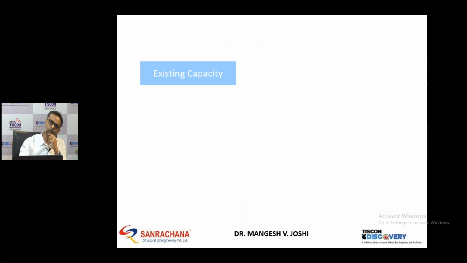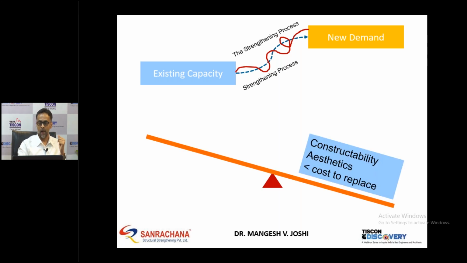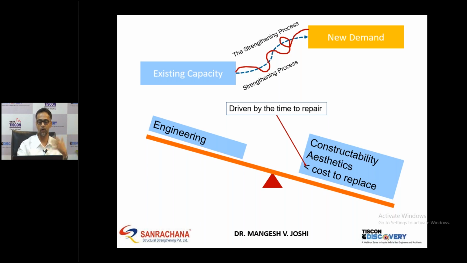But when it comes to repair and retrofit, we have different challenges. First, we have some structure having some existing capacity, and then we have some new demand because of earthquake or because of additional load, and we need to achieve this by following some strengthening measure. But normally we find that the strengthening process is not that easy, it's pretty complicated. So in case of retrofitting, your constructability, aesthetics, time taken for repair, and cost are a major factor, and that will decide your engineering.